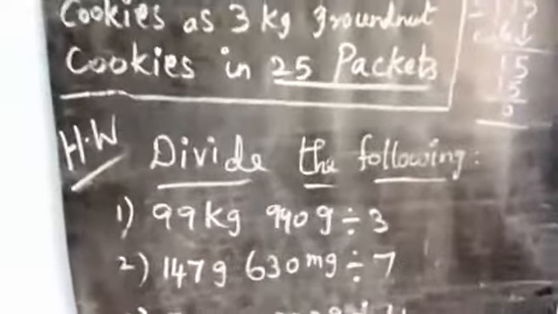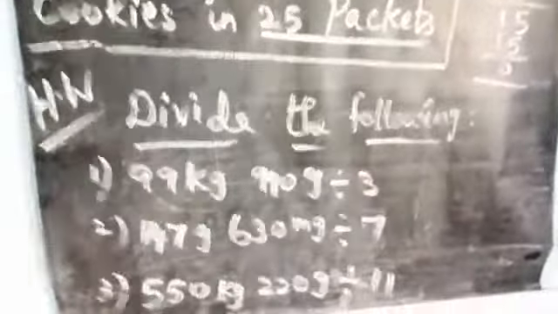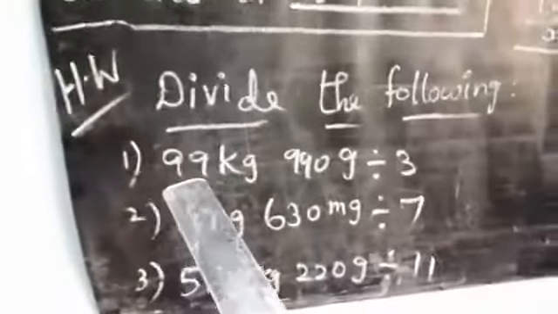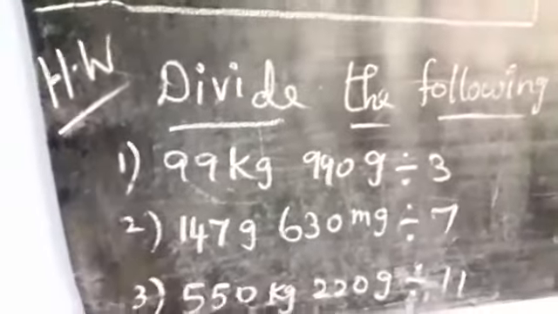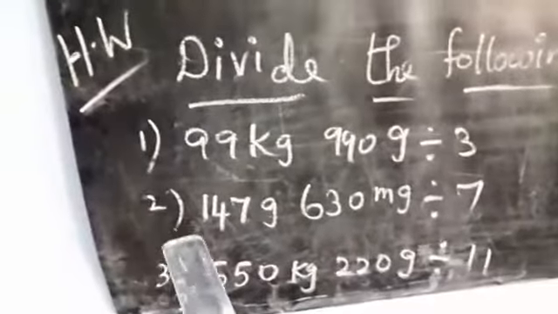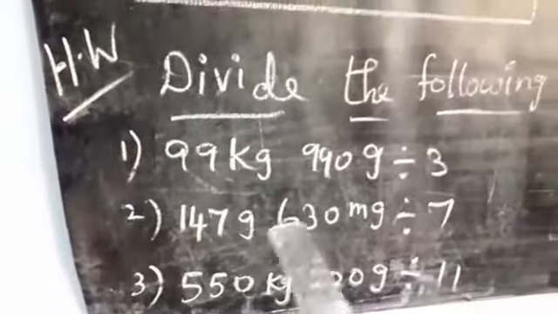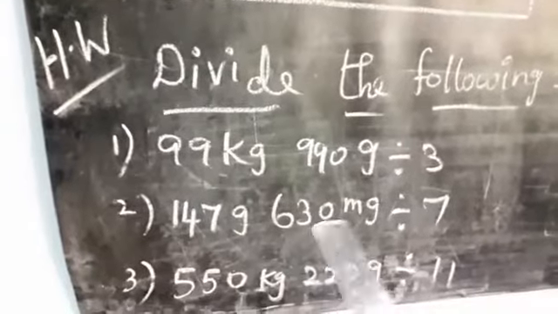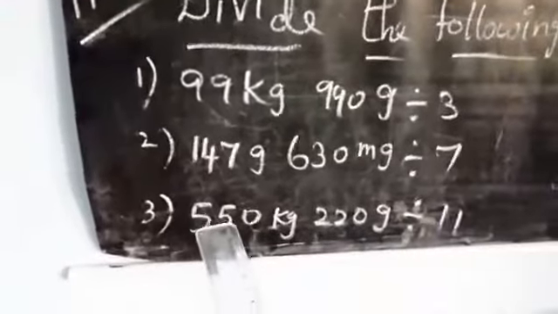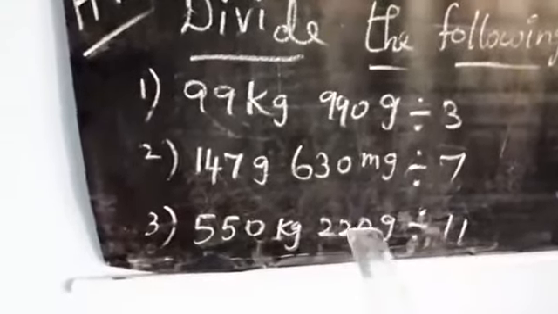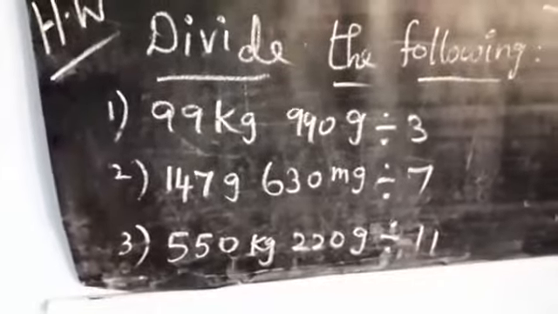Dear children, this was homework. Divide the following. Normally you can divide it. First one, 99 kilogram 990 gram divided by 3. Second one, 147 gram 630 milligram divided by 7. Then third one, 550 kilogram 220 gram divided by 11.